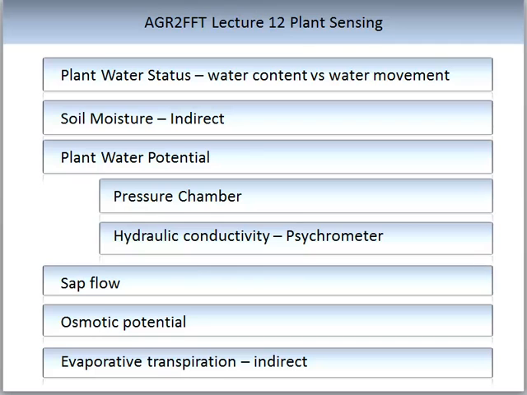The ability to measure plant water status either falls into the category of measuring the content of water in the plant or the transpiration, or movement, of water through the plant. The first one on the list I have included for completeness, which is soil moisture. This is an indirect measurement of plant water status, and we have covered this earlier on in the lecture.